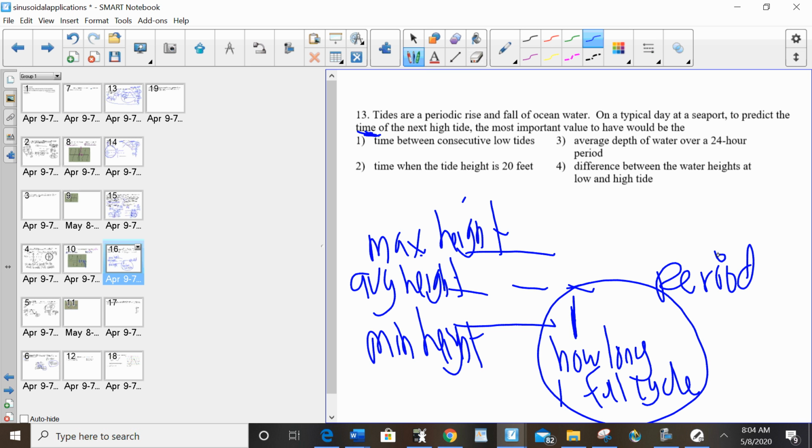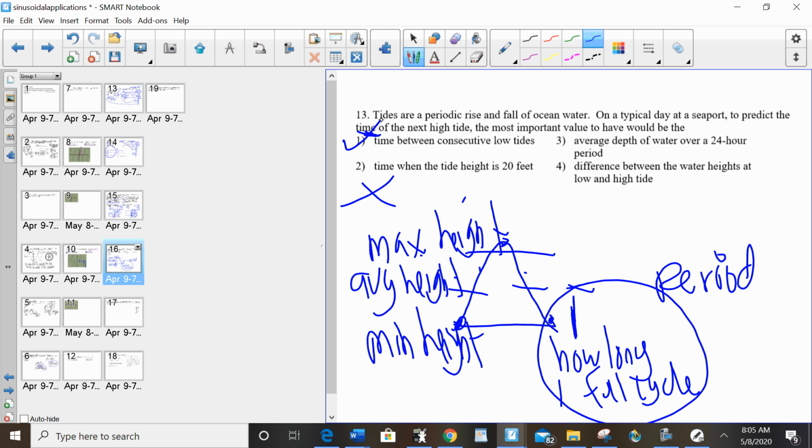I need to know, from start to end, some type of measure. It doesn't say what type of graph it is. Let's just say it's, I don't know, a negative cosine. 20 feet is irrelevant. I don't know where 20 feet falls in this graph, so I don't know if it just hits once or if it hits twice. That's not enough information. The time between consecutive low tides, that's the period. That's by definition the period.